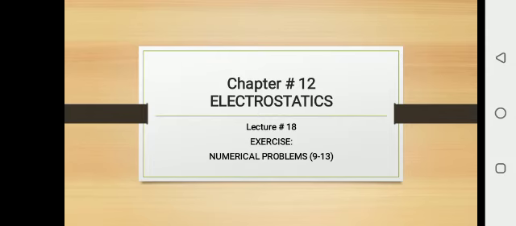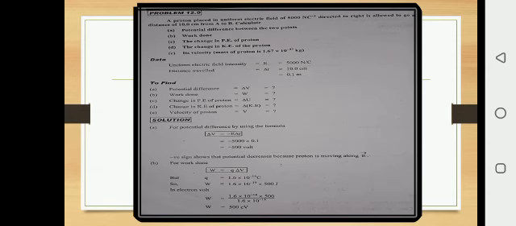Dear students, today we will solve numerical number 9 to 13. Numerical number 9: a proton placed in a uniform electric field of 5000 newton per coulomb directed to the right is allowed to go a distance of 10 centimeter from A to B. Calculate the potential difference between the 2 points.